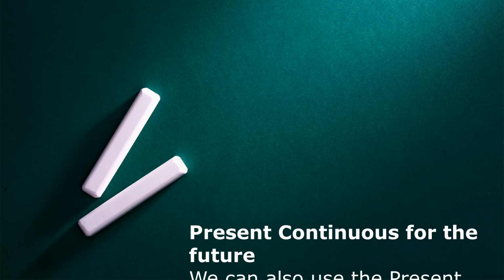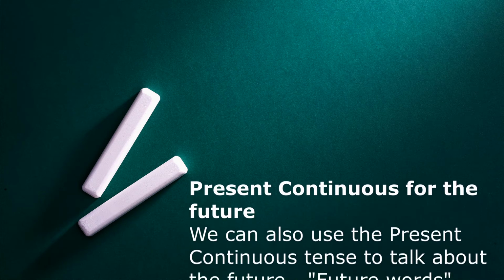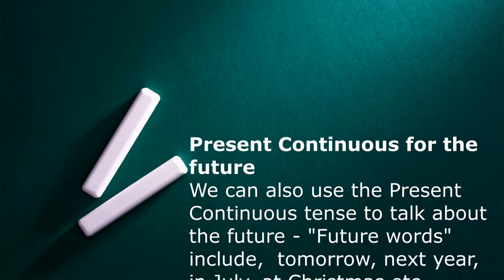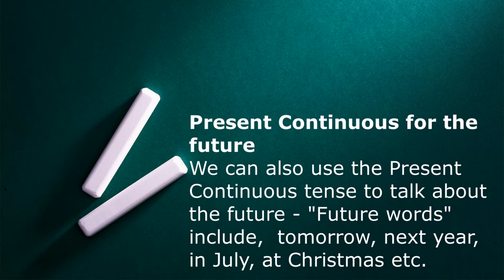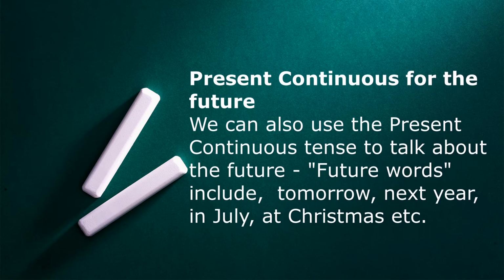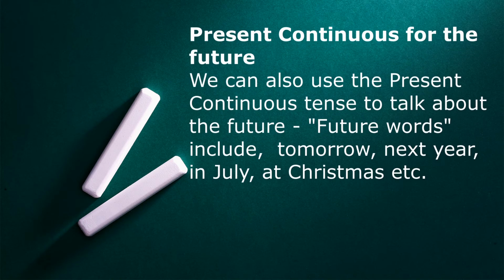Present continuous for the future. We can also use present continuous tense to talk about the future. We must add a future word or understand it from the context. Future words include, for example, tomorrow, next year, in July, at Christmas, etc.